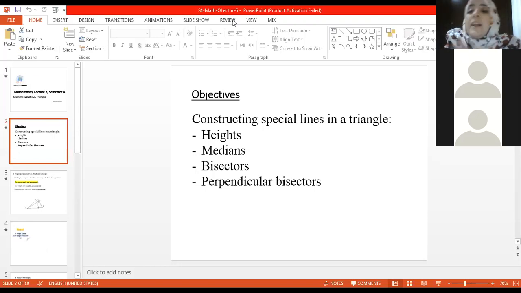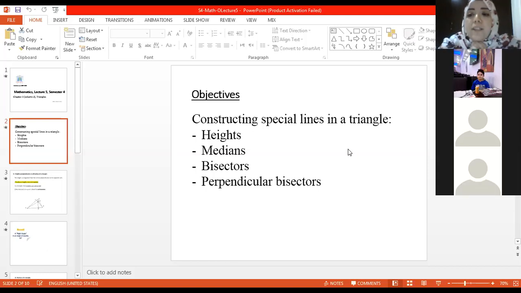Do they meet at the same point? Yes. What do we call this point? The point of intersection of three heights. Very good. Orthocenter. The point of intersection of three medians, what do we call the point? Centroid. Very good. The centroid.